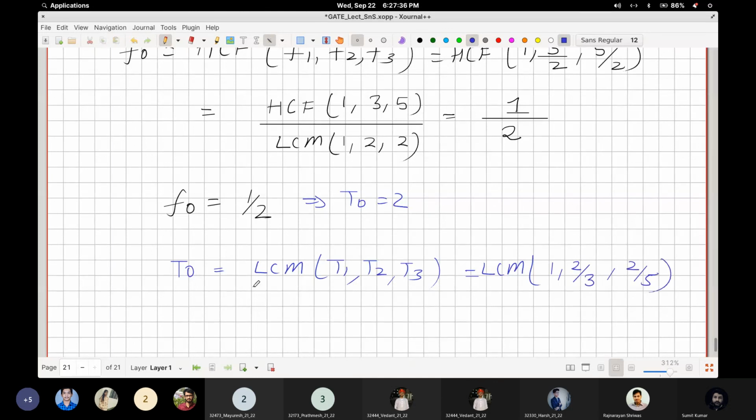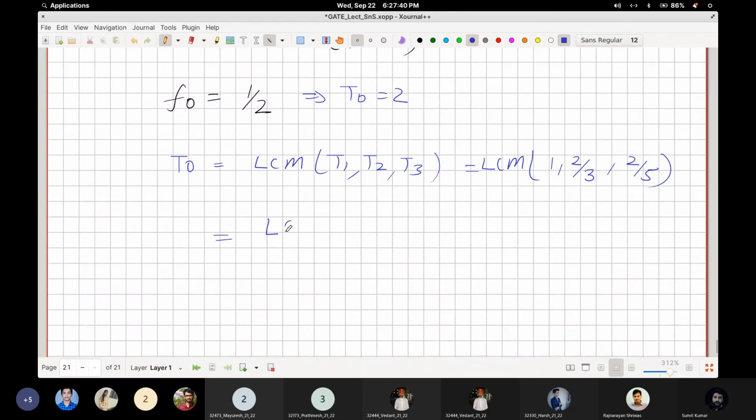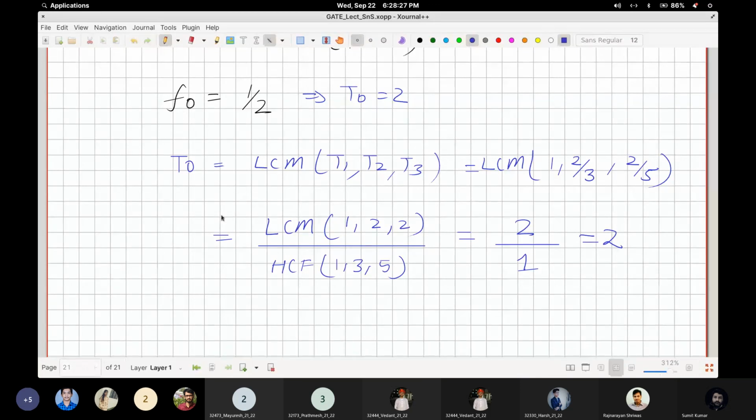And when we find the LCM of fractions, we take the LCM of the numerators, that is 1, 2 and 2, and the HCF of the denominators, the HCF of 1, 3 and 5. So this will be 2 and this will be 1. So you get 2. Now if you divide 2 by the individual T1, T2, you should get integers. 2 divided by 1 gives 2, 2 divided by 2 by 3 gives 3, 2 divided by 2 by 5 gives 5. You should get integer numbers. That is a cross-check when you are solving these types of problems.